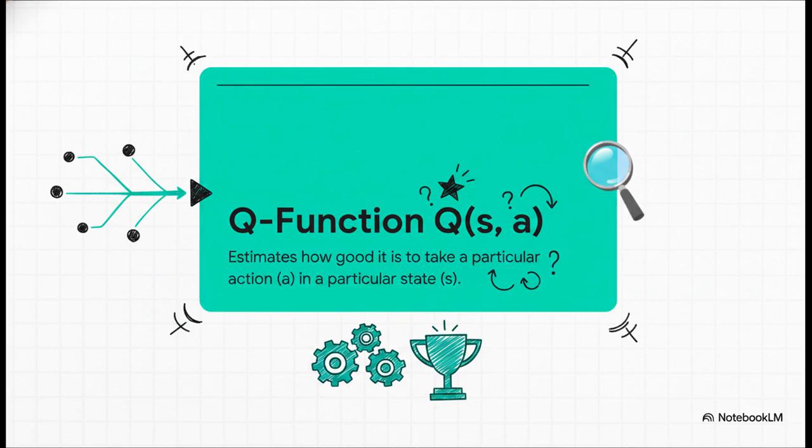Then we have the Q function, which gets even more specific. It asks, okay, I'm in this state, but what if I take this specific action right now? It tries to predict the future reward if you commit to one particular move. It's not just about how good the state is, it's about how good a move from that state is.